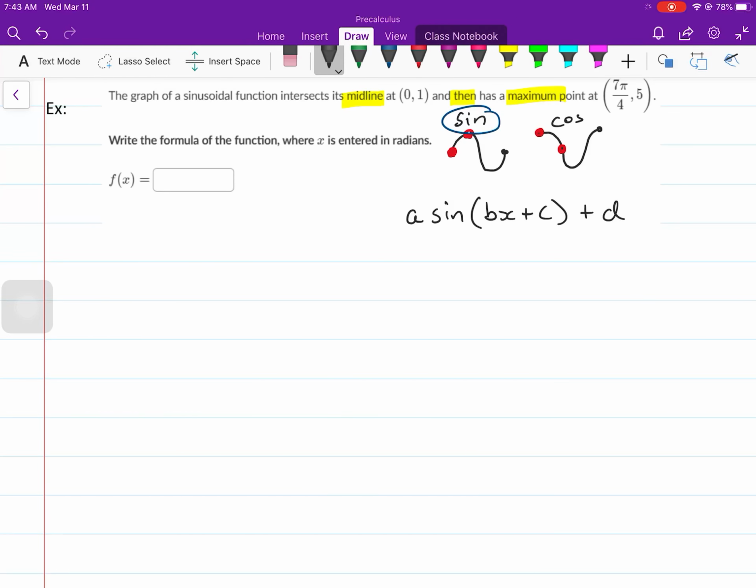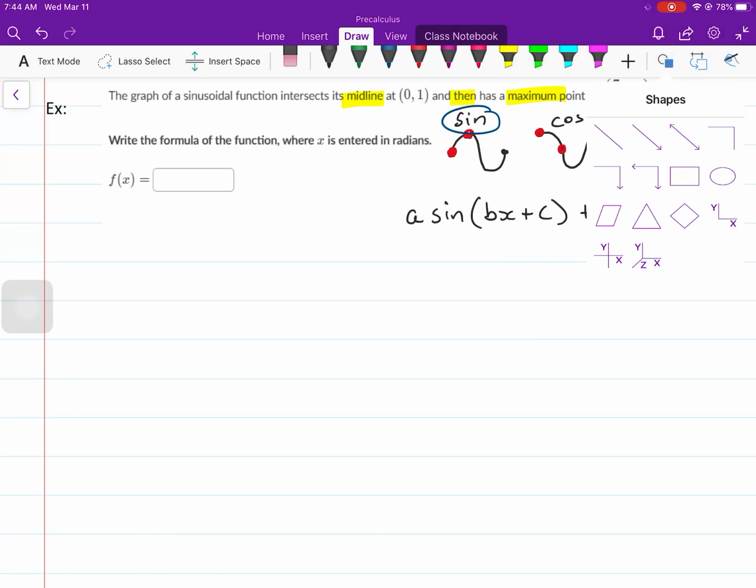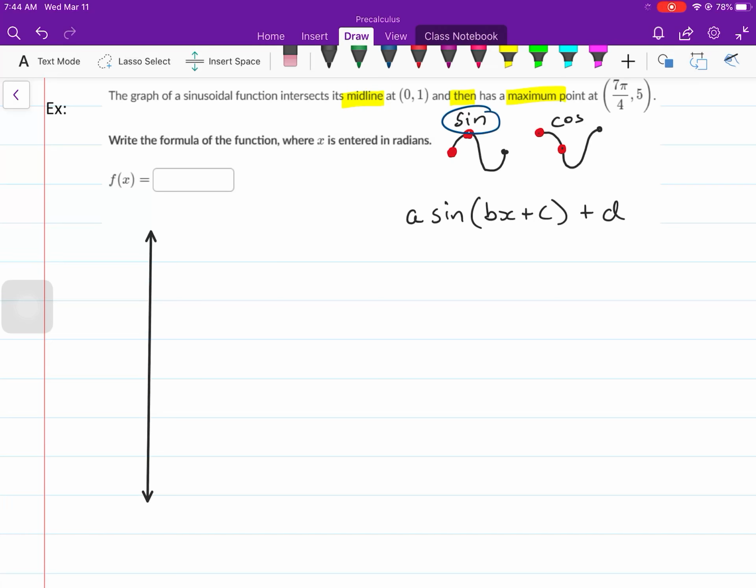So we've got to try to figure these things out. Let's start with a graph of those points. It always helps to get a visual of what's going on. We have the point (0, 1). Let's put that right on the y-axis. X is 0, y is 1. Then our next point is going to be (7π/4, 5). So 1, 2, 3, 4, 5. Here's 5, so I'll put the point right there. There's (7π/4, 5).